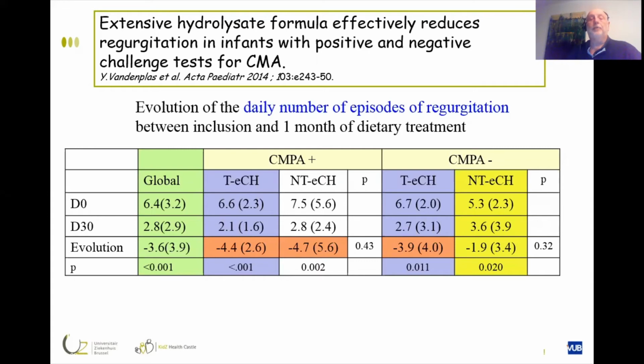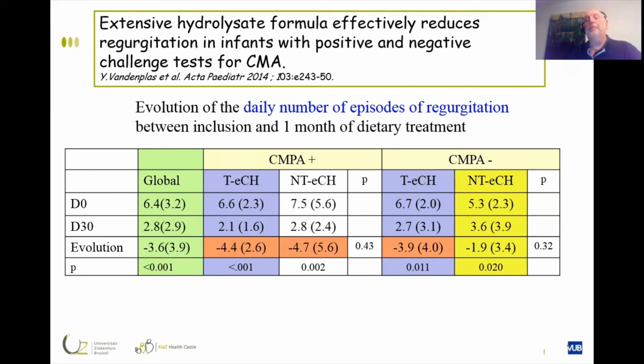And these data showed you that if the challenge test is positive and if the child does have cow's milk protein allergy, the improvement of infant regurgitation and reflux, whether the extensive hydrolysate is thickened or non-thickened, does not really matter. It's the hydrolysate which is the effective treatment. And you do not have to treat that infant with cow's milk allergy with a thickened extensive hydrolysate.